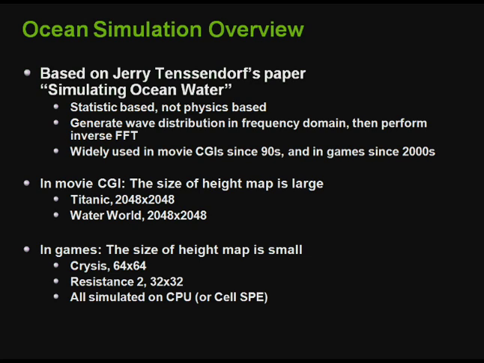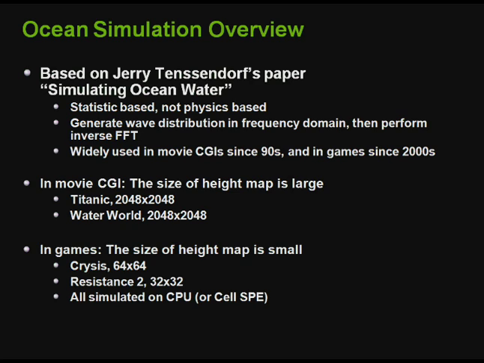You basically perform an inverse FFT on this, do some Perlin noise at multiple frequencies at multiple levels to keep it from producing a repeating pattern. And it's widely used in CGI in movies in the 90s and games in the 2000s. For instance, Titanic, Waterworld used these. And in games recently, you've got Crysis and Resistance 2.